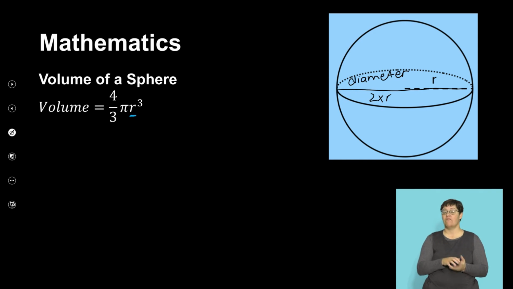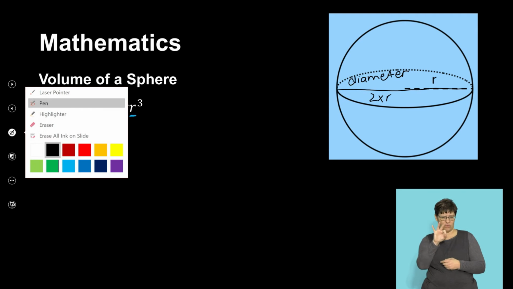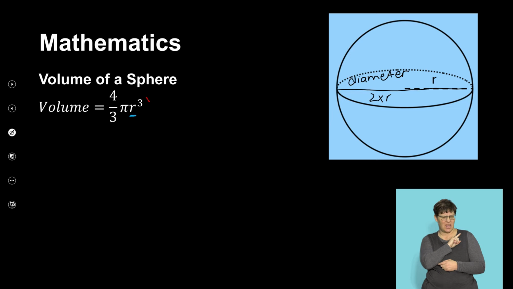So the volume of a sphere is 4/3 pi r cubed. If you're curious about why the r is cubed, just remember that all of my units for volume will always have a cubed involved. Let's go to the next slide.